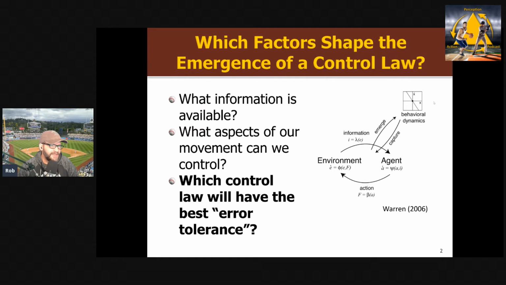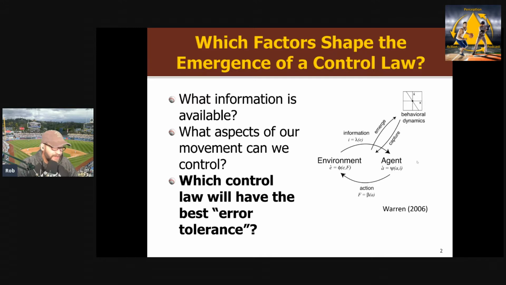This is illustrated in detail with this diagram from Bill Warren's excellent 2006 paper, The Dynamics of Perception and Action, which I'd highly recommend. What I want to ask here is: what shapes the emergence of which control law we use? Because essentially we're at Bernstein's degrees of freedom problem again.